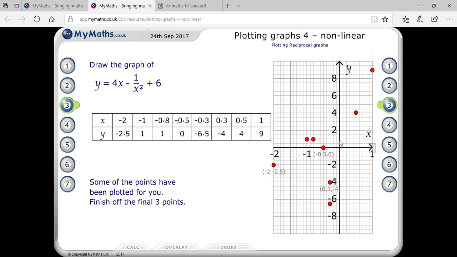I did that, so this type of graph will be here. Some points have been plotted for you, finish off the final 3 points. Yes, we did that, but you can see that if we draw the points, minus 2 comma minus 2.5. Minus 2 is here, minus 2 is here, 0.5, that means a little bit down, that will be.